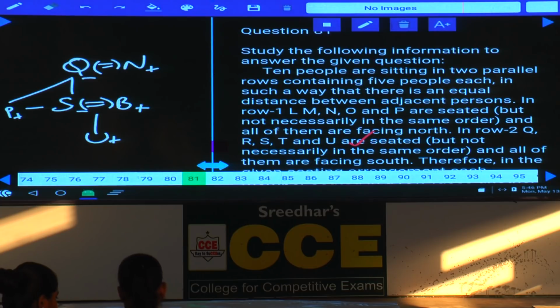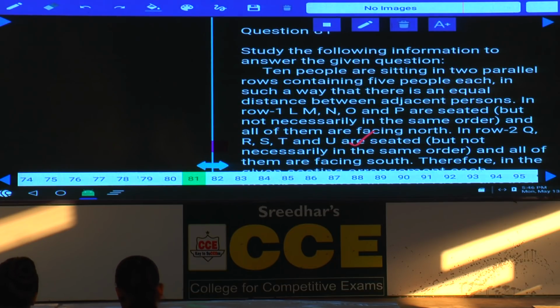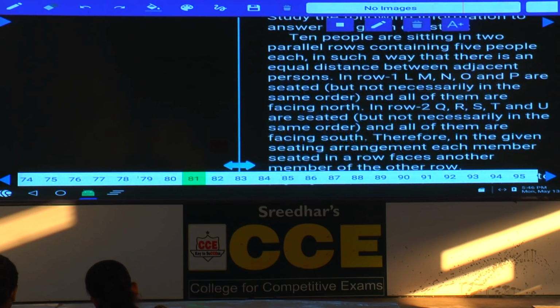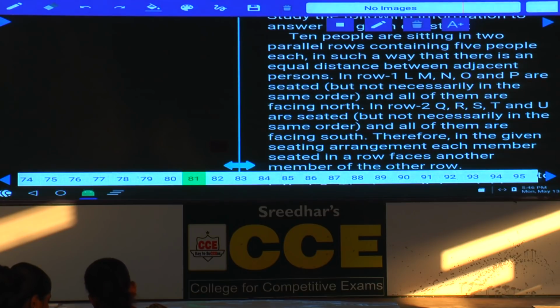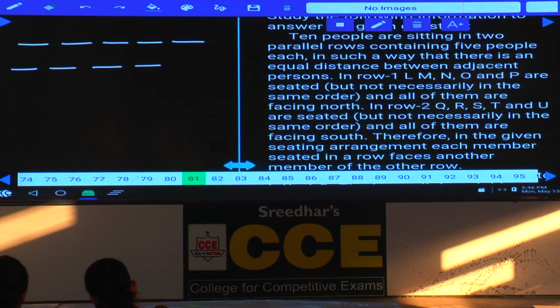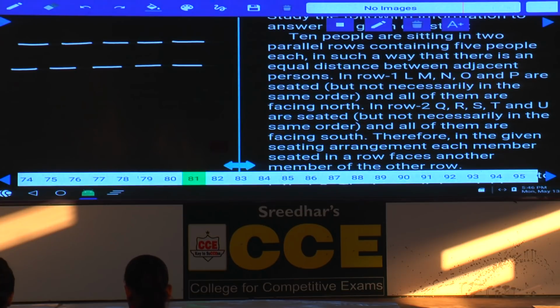Then 81 to 85. Now this is based on seating arrangement, 2 rows. 10 people are seated in 2 parallel rows containing 5 people each in such a way that 1, 2, 3, 4, 5. Now these 5 are in one row and another 5 in the other row. Then in row 1, L, M, N, O, P are seated and all of them are facing north. Now this is row 1.